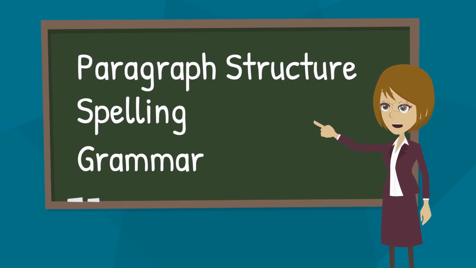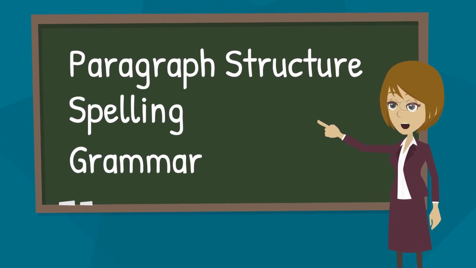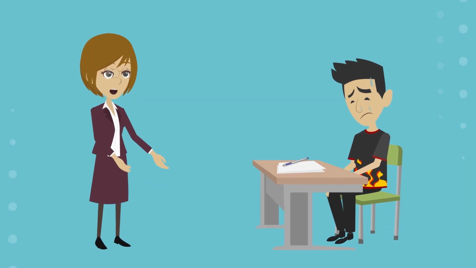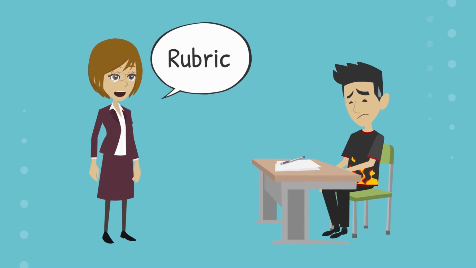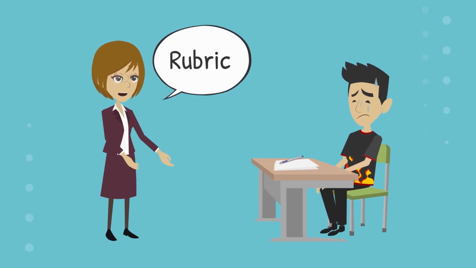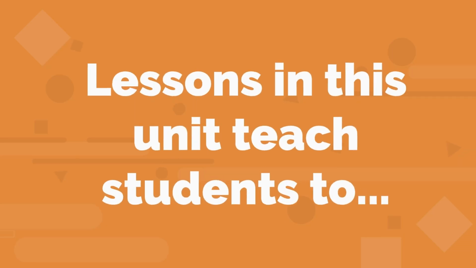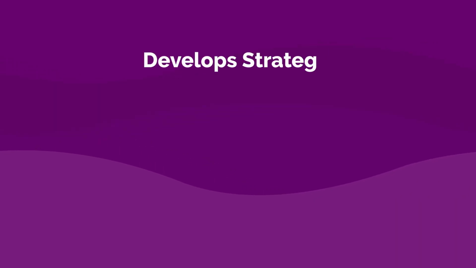Teachers often provide students with correction areas to attend to when writing or completing assignments, such as paragraph structure, spelling, and grammar. However, even when this information is included in a rubric or as part of the assignment's directions, students may struggle. They need to be taught to develop personalized strategies that guide them through each correction area. The lessons in this unit teach students to develop the strategies they need to monitor and check their work successfully.